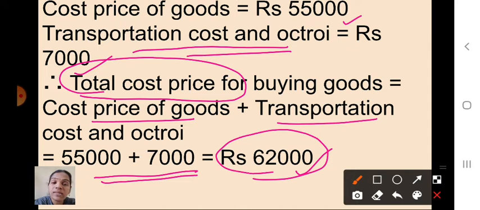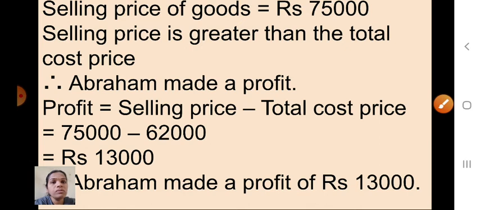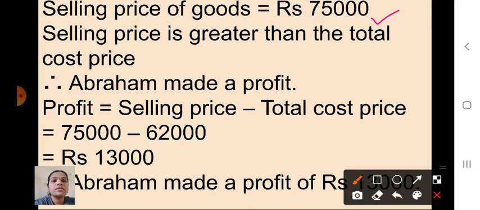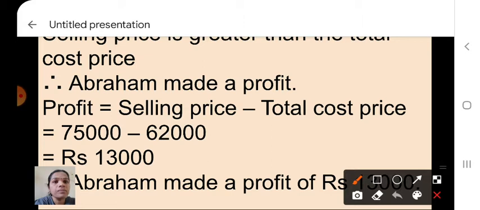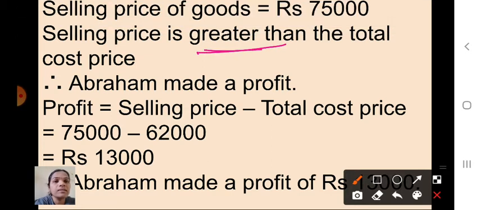Now can anyone say what the selling price is? Yes, the selling price is 75,000. So, children, selling price of goods is 75,000 rupees and total cost price is 62,000. Can anyone say, profit or loss? Yes, the selling price is more than the cost price, so there is a profit. So the selling price is greater than the total cost price, so Abraham made a profit.